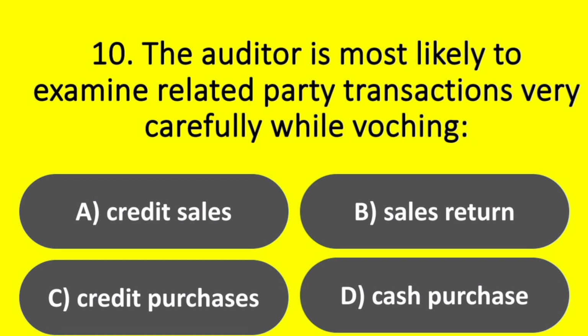The auditor is most likely to examine related party transactions very carefully while vouching: Option A, credit sales. Option B, sales return. Option C, credit purchases. Option D, cash purchase. Answer: Option C, credit purchases.